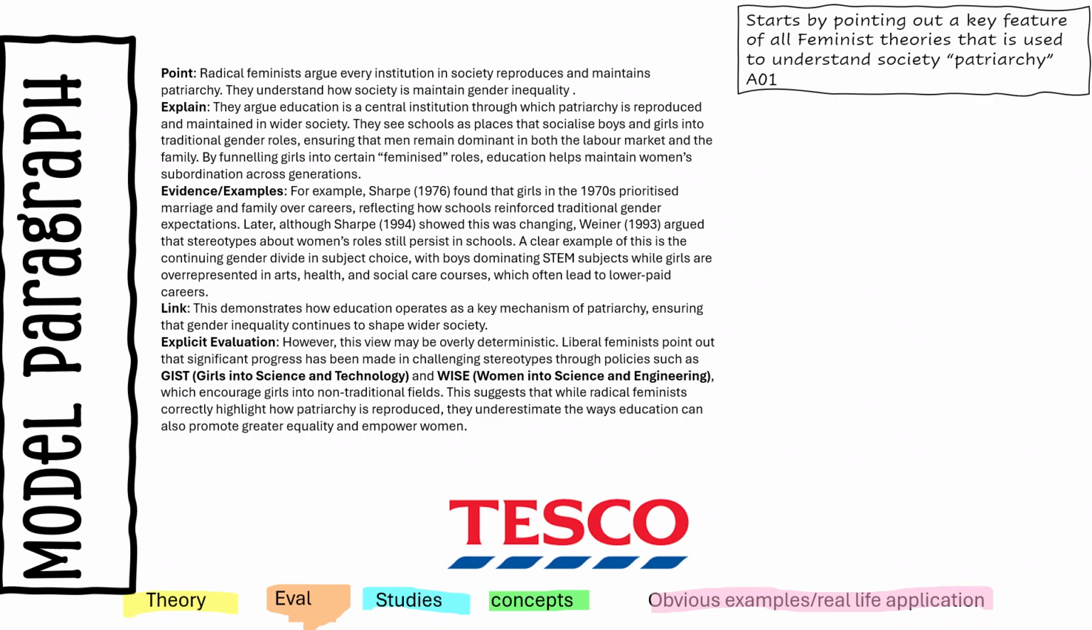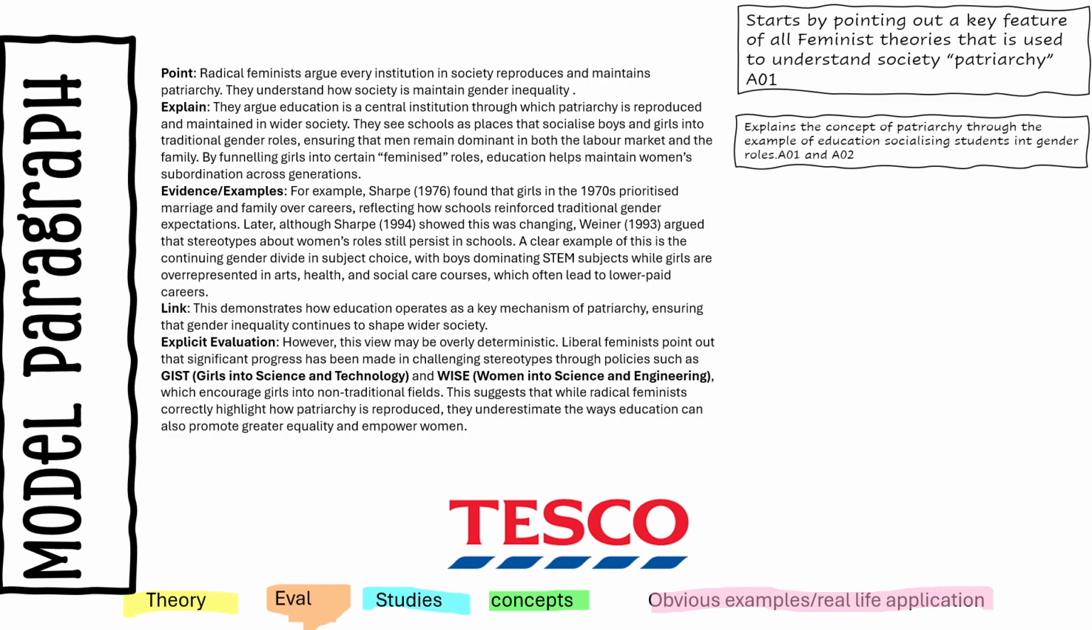So radical feminists argue every institution in society reproduces and maintains patriarchy. They understand how society is maintaining gender inequality in this way. So the second part explains the concept of patriarchy through the example of education and socialising students into gender roles. So they argue education is a central institution through which patriarchy is reproduced and maintained. They see schools as places that socialise boys and girls into traditional gender roles, ensuring that men remain dominant in both the labour market and family. By funneling girls into certain feminised roles, education helps maintain women's subordination across generations.